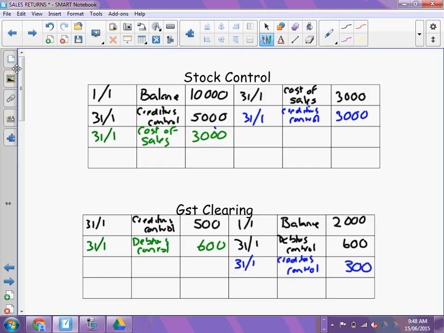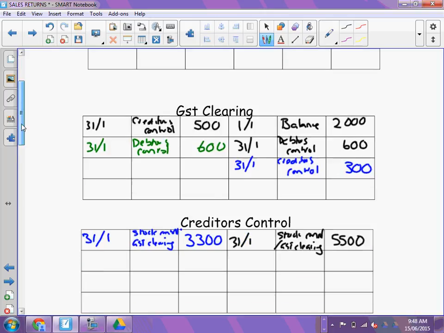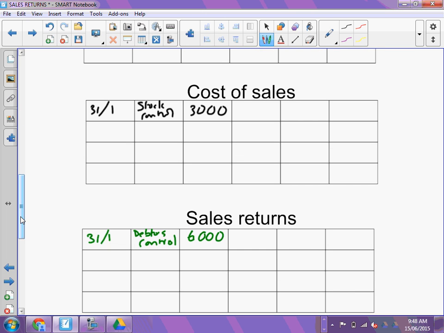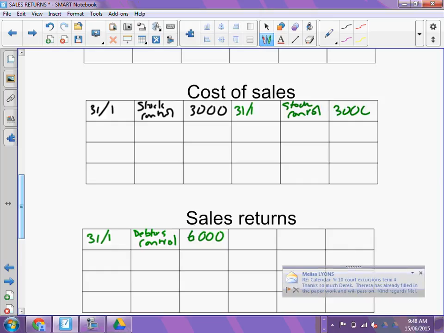Alright, what's the other entry? Credit cost of sales. Good. Absolutely. The cross-reference will be the other account affected. And that's all the entries done.